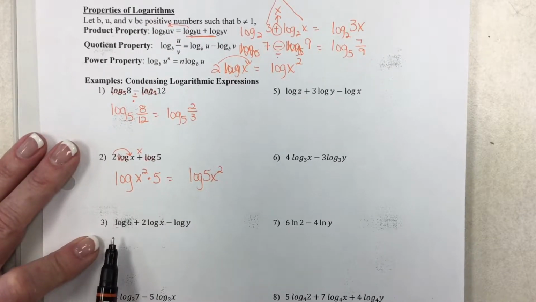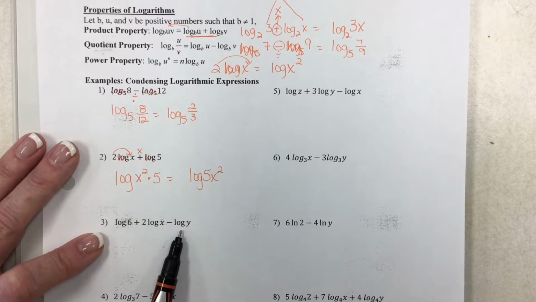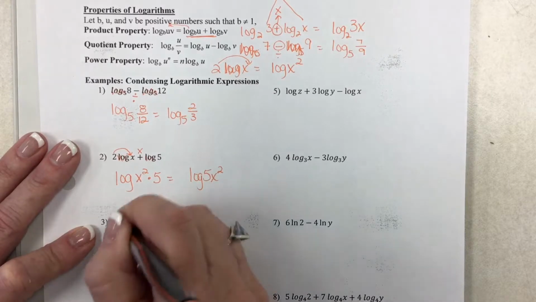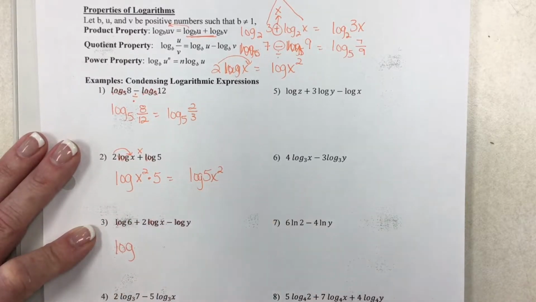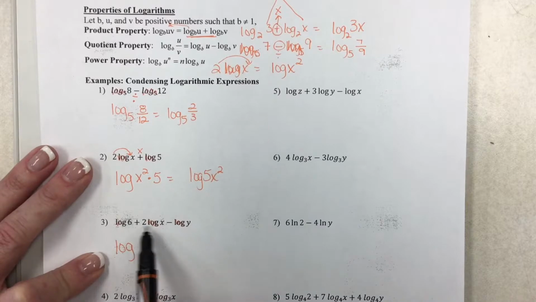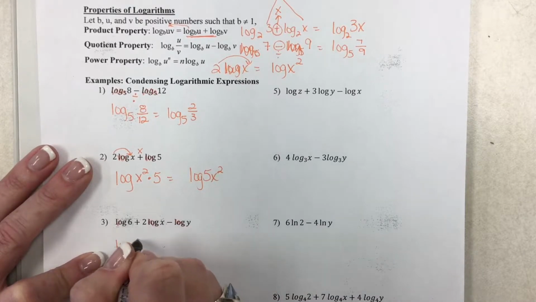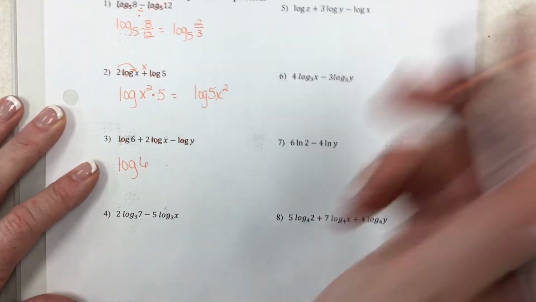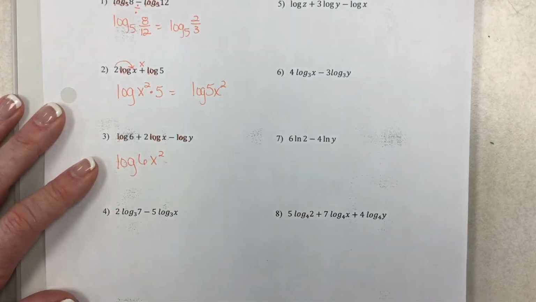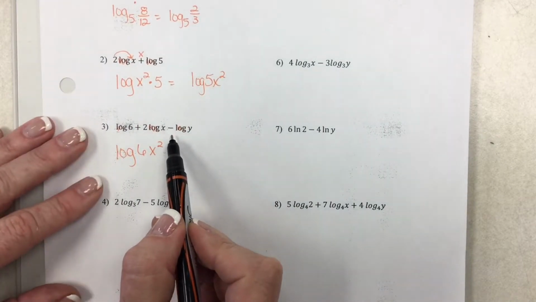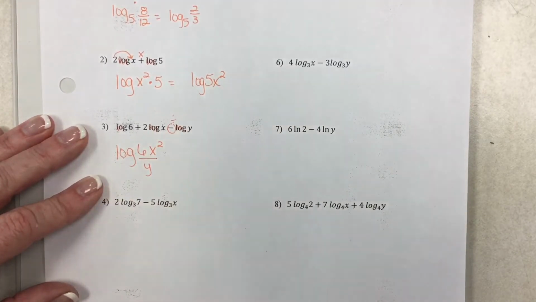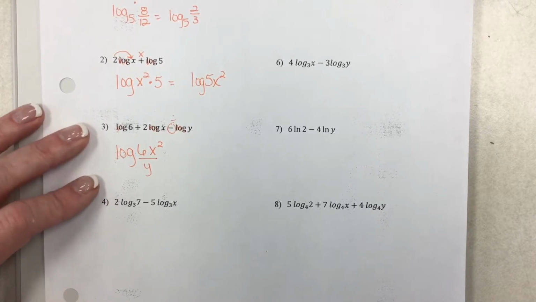Okay, number 3. I have 3 logs, getting a little trickier. So I'm going to write log only 1 time. So get rid of the logs, get rid of the logs, get rid of the logs. The first 2 are being multiplied. So I get 6x squared. And what's the subtraction mean? Division. It means division. So then that's going to go on the denominator. Okay.